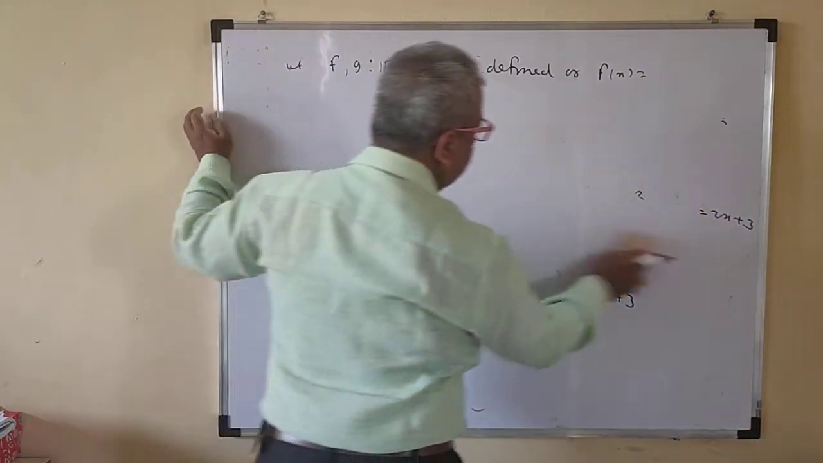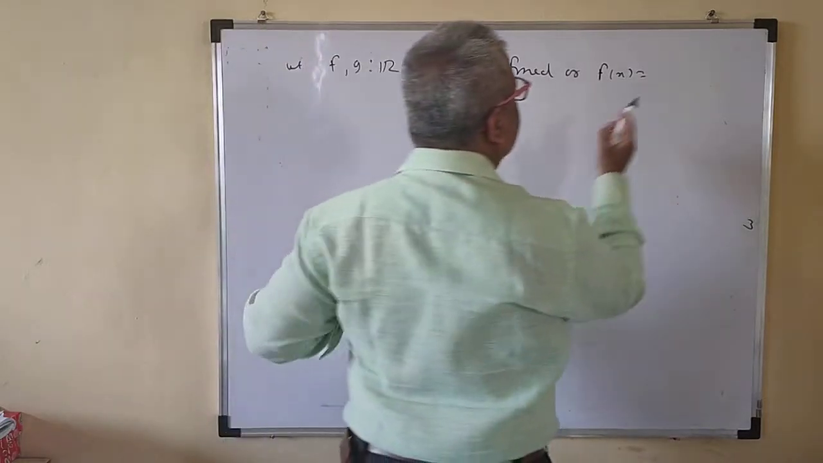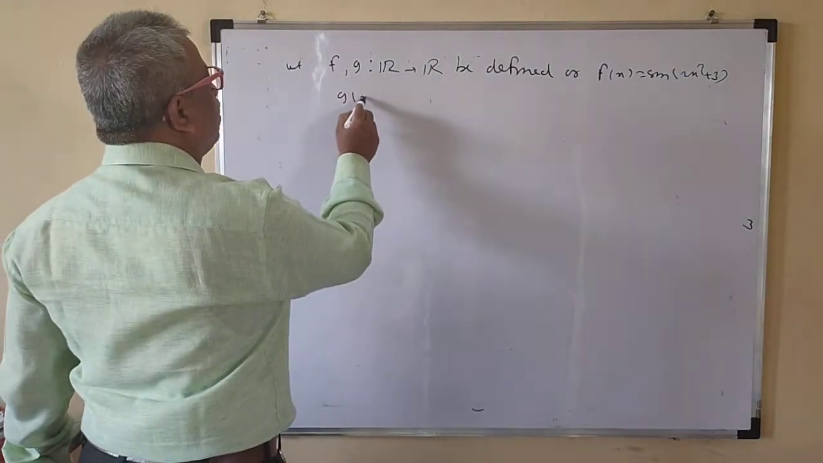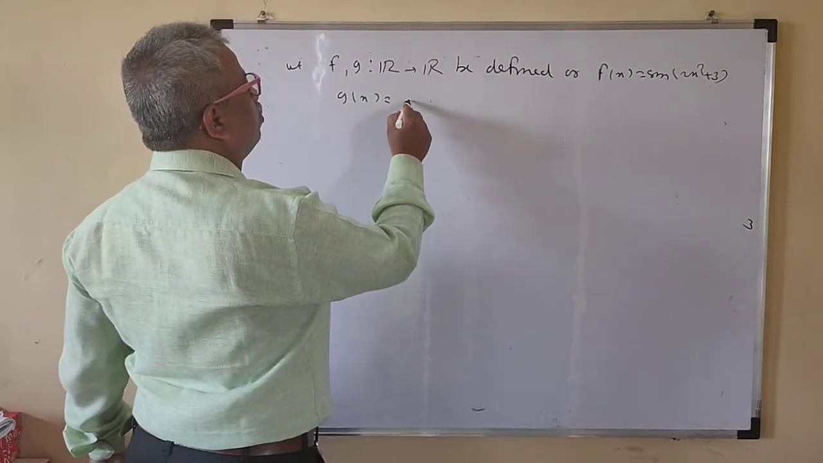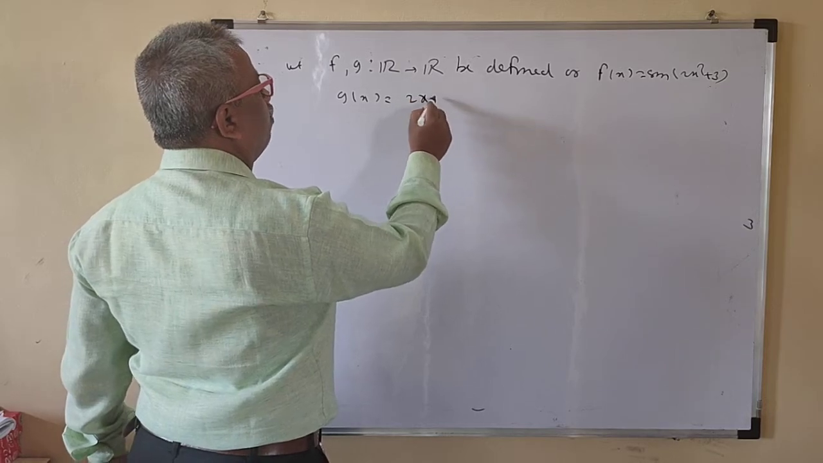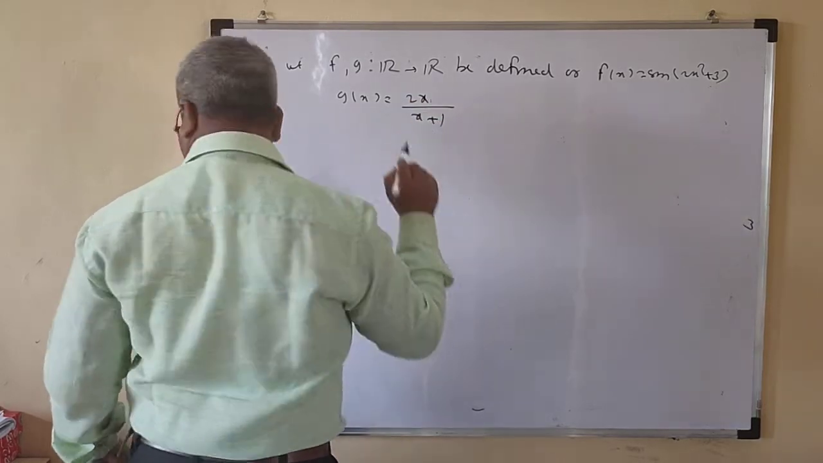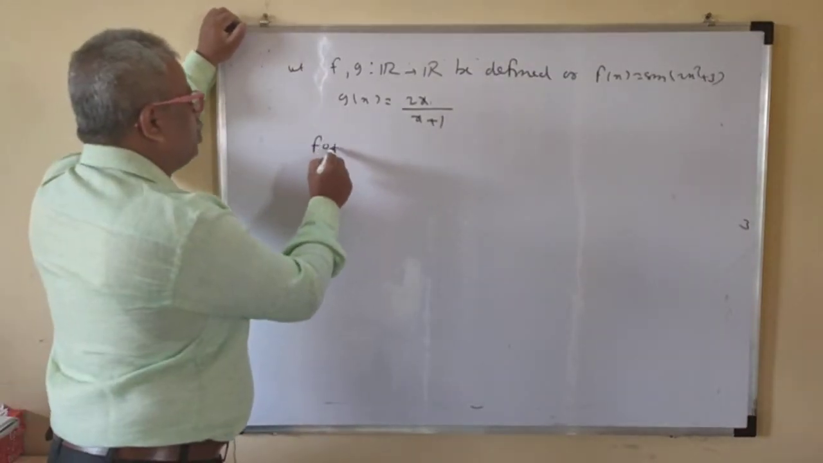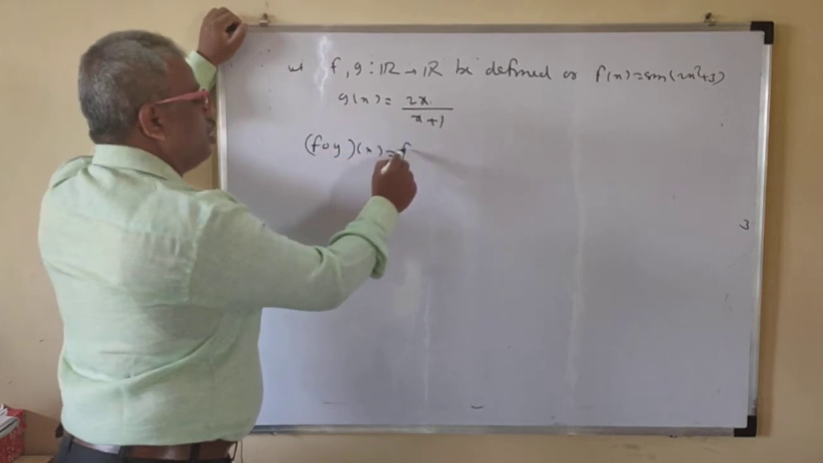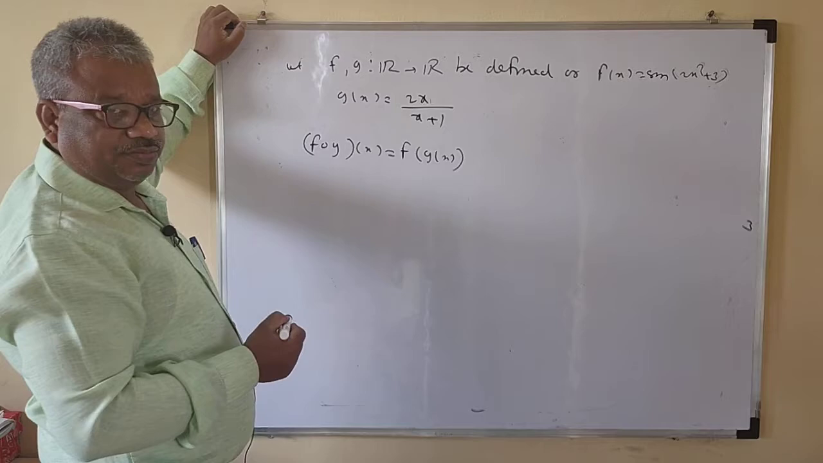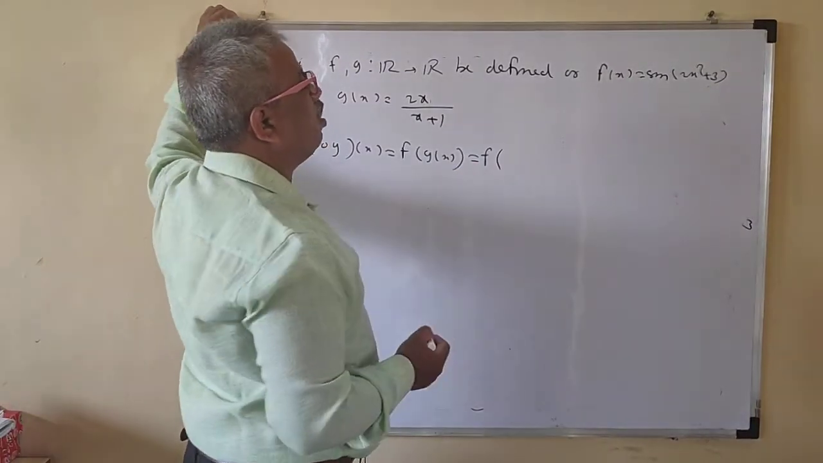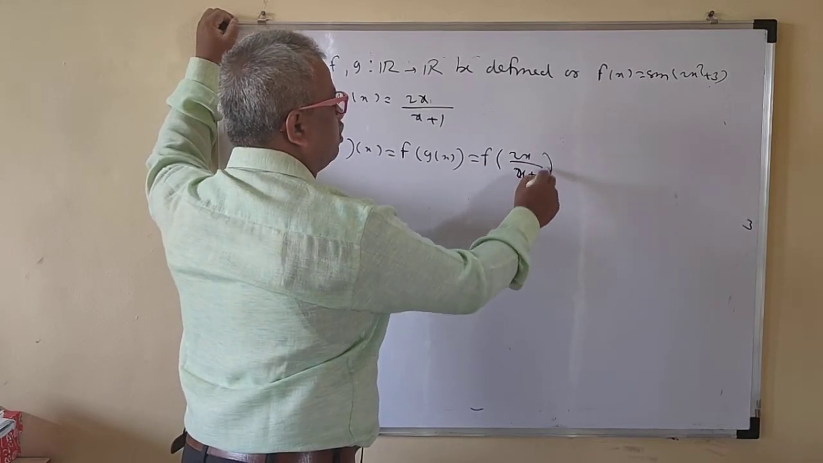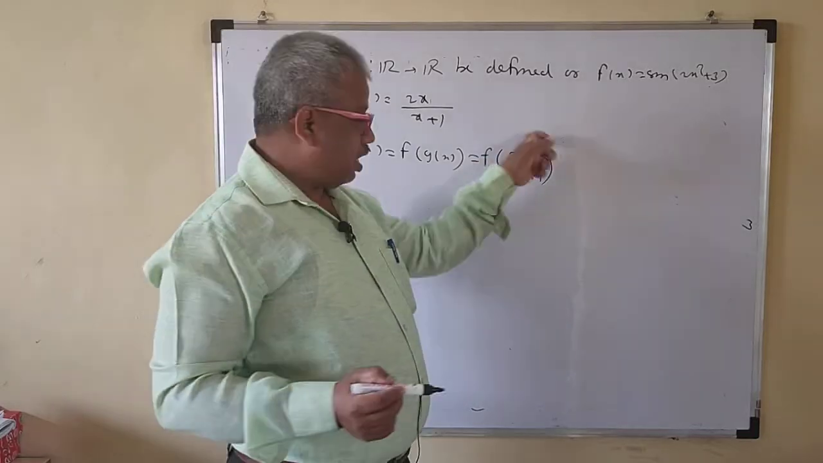Suppose f of x is sine of twice x square plus 3, and g of x is equal to 2x upon x plus 1, and both the compositions exist. We'll find f compose g now. f compose g of x is f of g of x. Just apply the definition. So this is f of, just write g of x. What is your g of x? Twice x upon x plus 1, right? Now what is f of x? This is your x now.